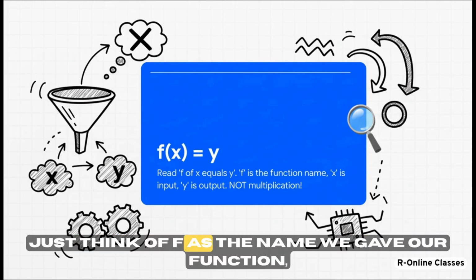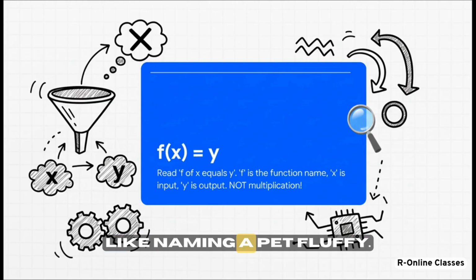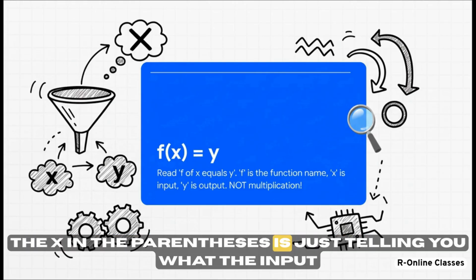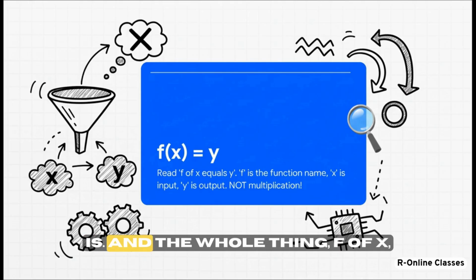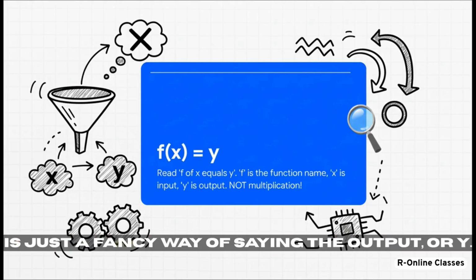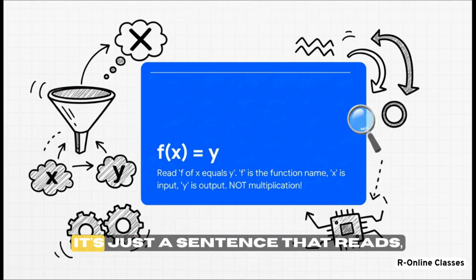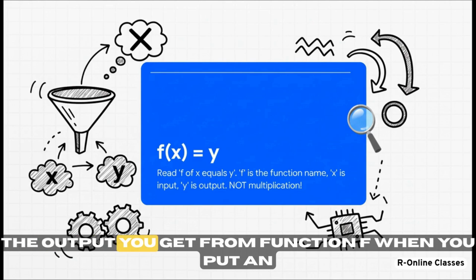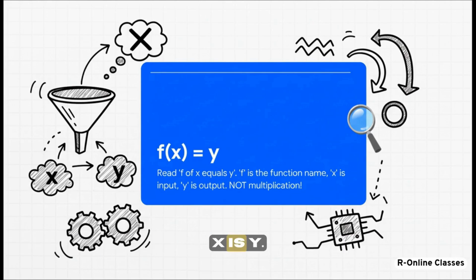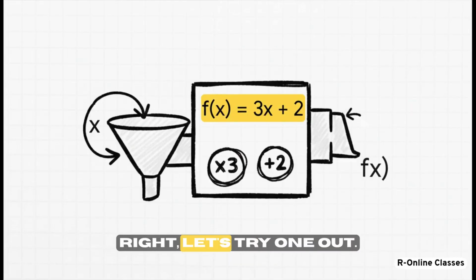Just think of f as the name we gave our function, like naming a pet Fluffy. The x in the parentheses is just telling you what the input is. And the whole thing, f of x, is just a fancy way of saying the output, or y. So when you see f of x equals y, it's just a sentence that reads, the output you get from function f when you put in x is y. Right, let's try one out.